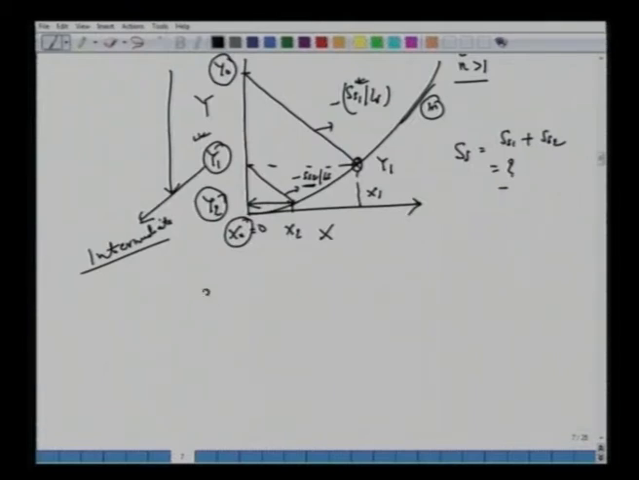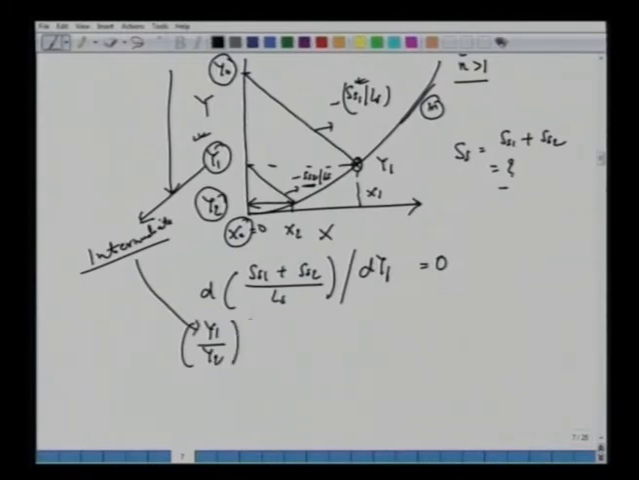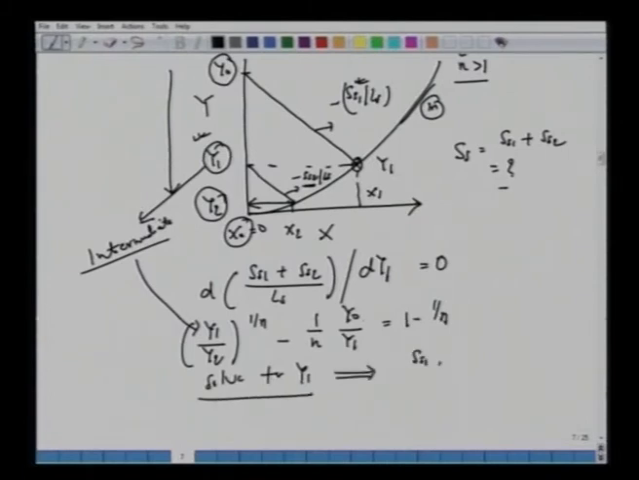Mathematically, we go back to this, differentiate this equation, SS1 plus SS2 over LS, over dY1 and set it equal to 0. Do this as an exercise to obtain an expression for Y1, the intermediate quantity, over Y2, with 1 over n, minus 1 over n, Y0, Y1 equal to 1 minus 1 over n. Solve for Y1. Once you solve for Y1, you can calculate all SS1, SS2, X2, X1, everything.